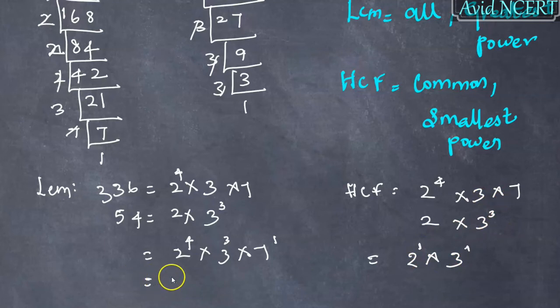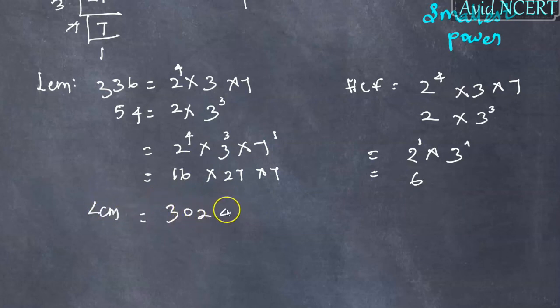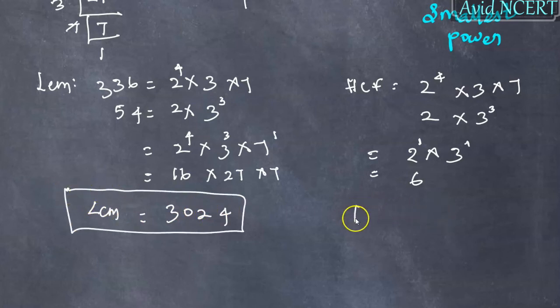So which means for LCM it is 2 into 2, 2 4 times, 4 2s are 8, 8 2s is 16, into 3 power 3, 3 3s are 9, 9 3s are 27, into 7. And in this, 2 into 3 is 6. So which means 16 into 27 into 7, the value is 3024. So LCM equals 3024, whereas HCF equals 6.